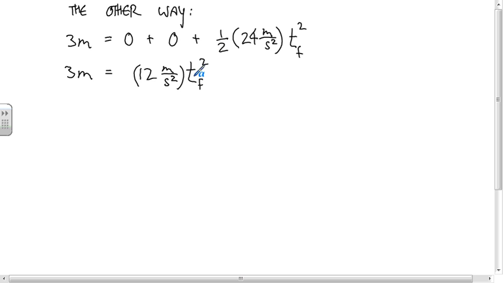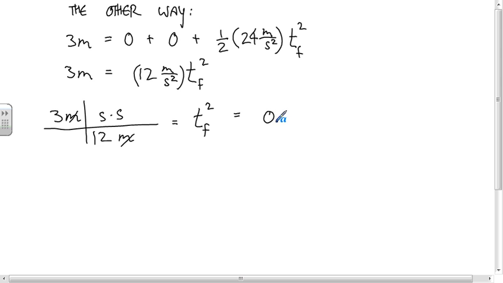And now to get time final squared by itself, I want to divide both sides by 12 meters per second squared. So 3 meters divided by 12 meters per second squared is equal to time final squared. The meters cancel, and we're left with 0.25 seconds squared. Any questions about that step?